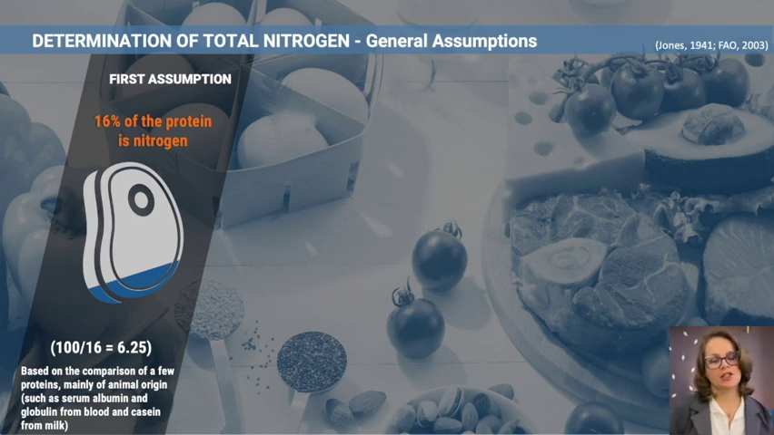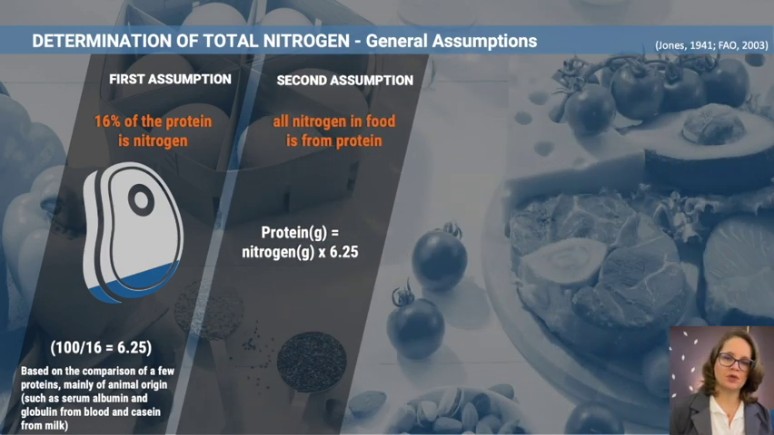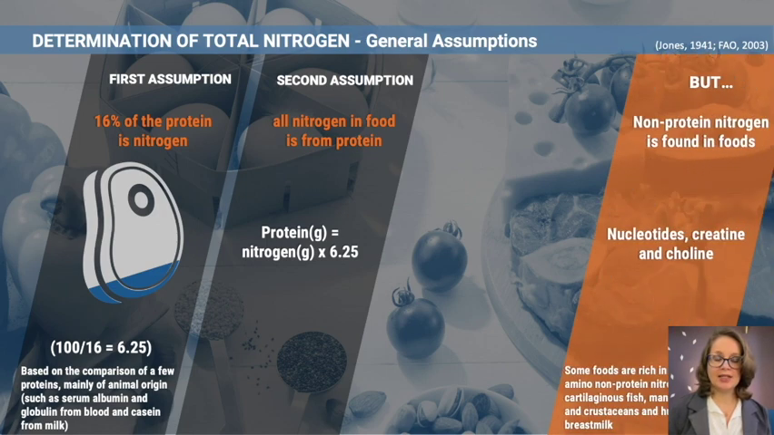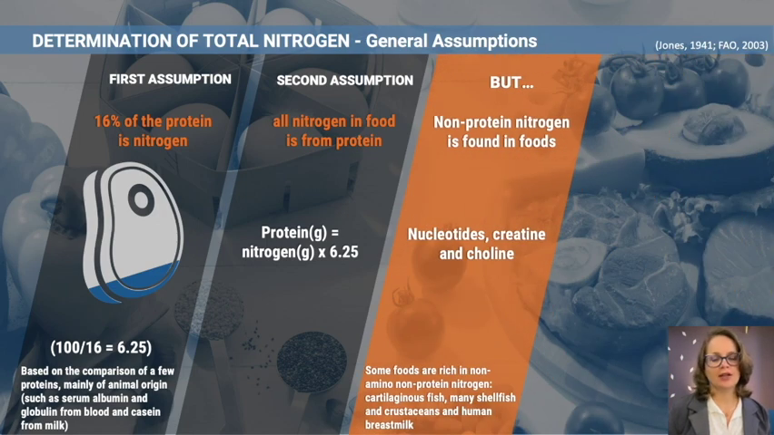Then, when we decide to calculate the protein in foods in grams by multiplying the nitrogen by the 6.25, we are assuming that all nitrogen in the food material comes from protein, and this is the second assumption. But the problem with this assumption is that first, non-protein nitrogen is also found in foods, for example as part of nucleotides, creatine and choline. And some foods are rich in non-protein nitrogen, just like some types of fish, many shellfish and crustaceans.